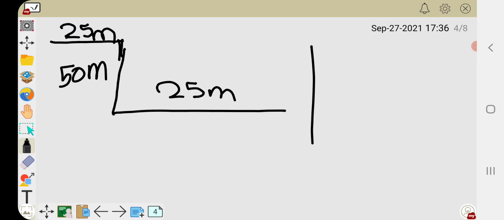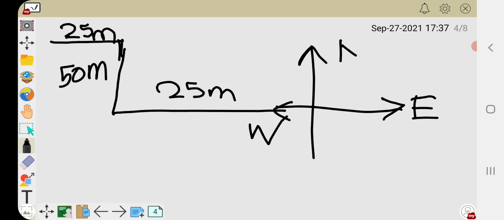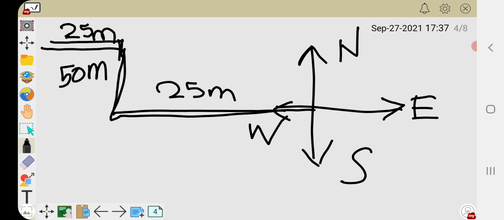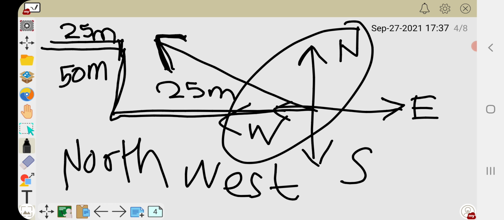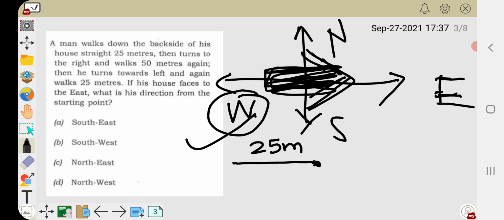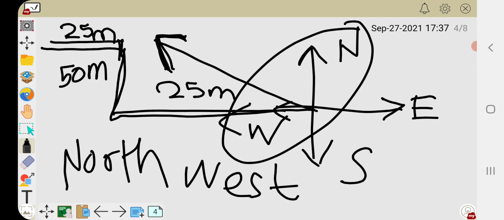So now we know that this is east, this is west, this is north and this is south. Now the man is in this direction, and this direction will be northwest. So our answer will be option D. It is on north west of the house. So option D is right answer.